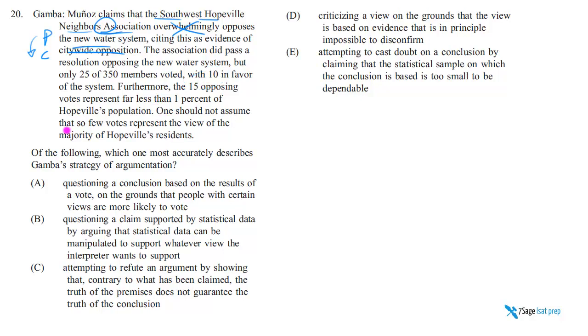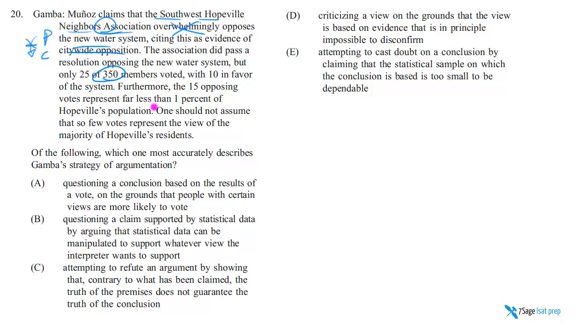So one should not assume that so few views represent the views of the majority of Hopeville's residents. Of the 350 members of the association, that's less than 1% of the population of the city, or the ville, I suppose. So if the sample doesn't even convincingly display opposition, then certainly you can't say the population convincingly displays opposition. Right? So wrong on so many levels, attacking the premise and attacking whether the premise supports the conclusion. So you see, really, Gamba is making a very good argument.